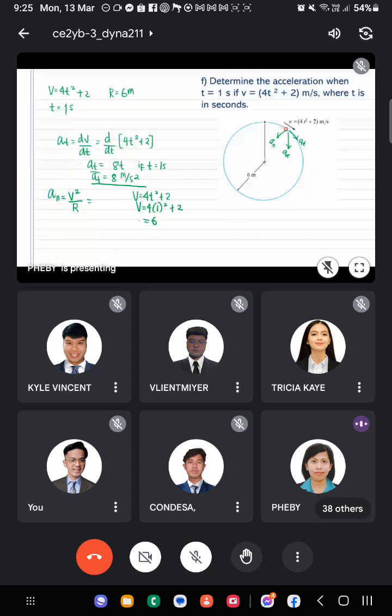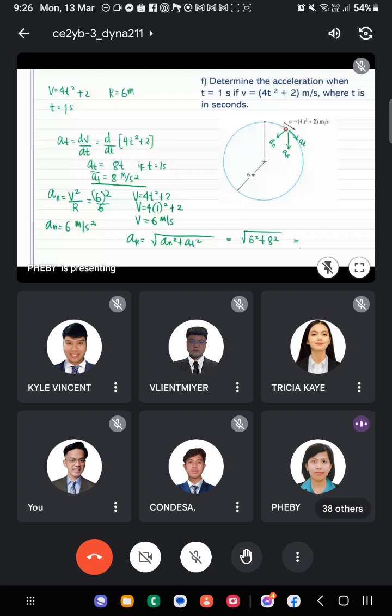And for our resultant acceleration, square root of AN squared plus AT squared, 6 squared plus 8 squared, then square root, is 10 meter per second squared. Our resultant acceleration. Okay, so yan yung mga ways kung paano or para mas ma-practice ninyo si normal and tangential acceleration and also the resultant.